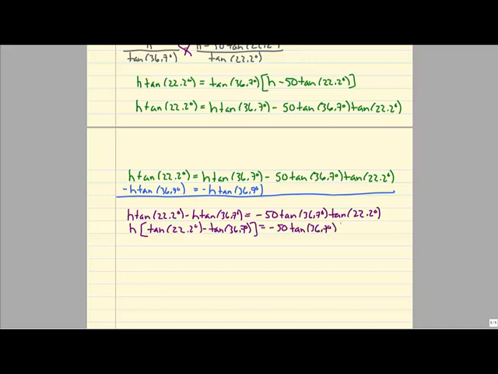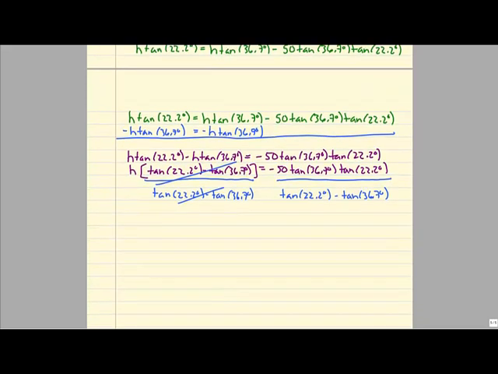Now our final step is going to get h by itself, and the only way I can get h by itself is to divide by this difference on both sides. So whatever you do to one side, you do to the other. Okay, so these cancel over here. So finally, I'm left with h is equal to negative 50 tangent 36.7 degrees times the tangent of 22.2 degrees divided by tangent 22.2 degrees minus tangent 36.7 degrees. That's my answer.